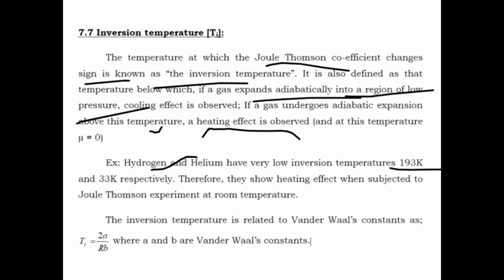And with respect to helium, it is 33 Kelvin respectively, meaning helium should be at minus 240 degrees Celsius if you want to convert gas to liquid state. Here the inversion temperature is related to the van der Waals constants, denoted as Ti is equal to 2a by Rb. Ti is nothing but the inversion temperature. If you know the expression, Ti means inversion temperature. So that is enough from this.